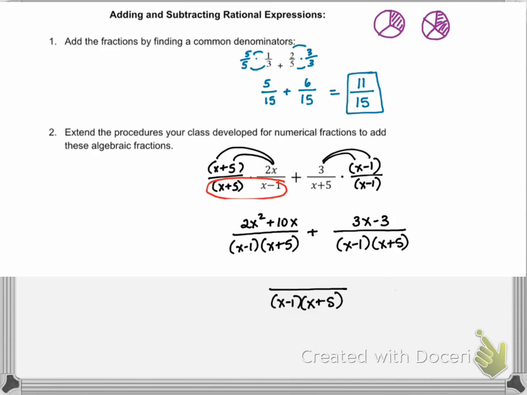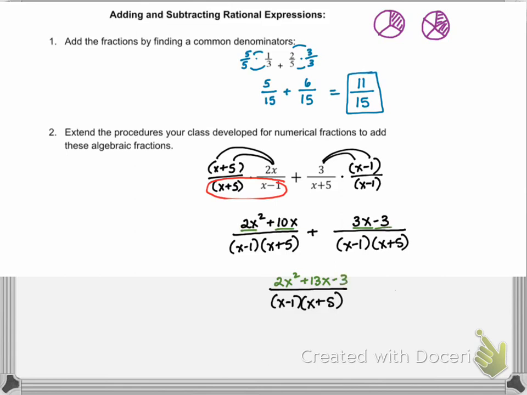My final answer, just like I had 15, and then my answer said 15, here I take both of those common denominators, and that's going to be the denominator of my answer. All I've got to do is combine like terms on the top. So that 2x squared has nothing to combine with, it just comes down. 10x can combine with 3x, and notice that I'm adding in the middle, and so I combine them by adding, and then there's nothing for negative 3 to combine with, so that just comes down right there.